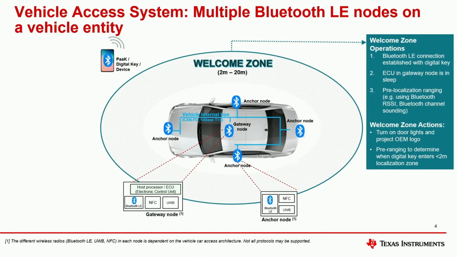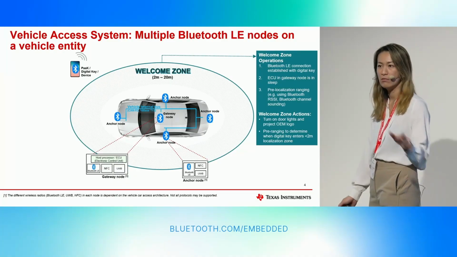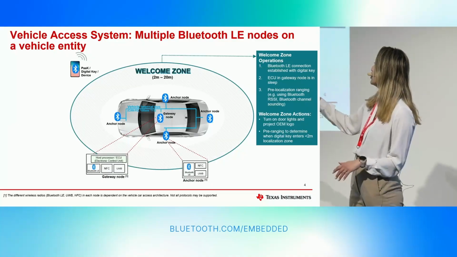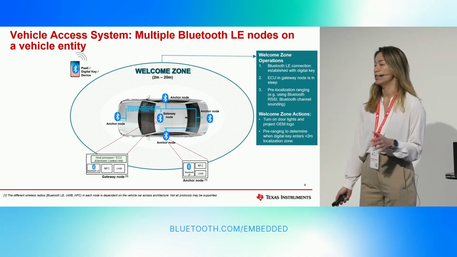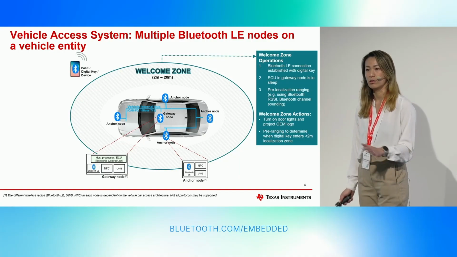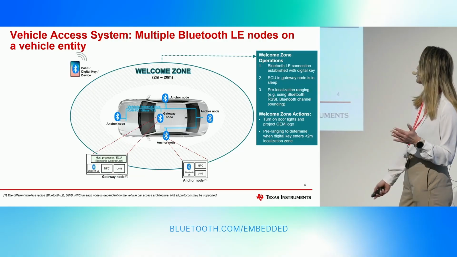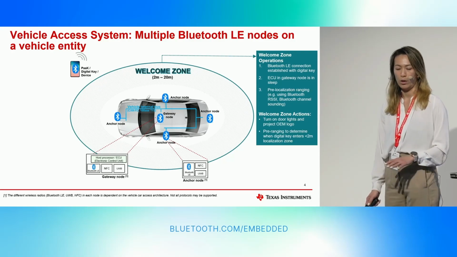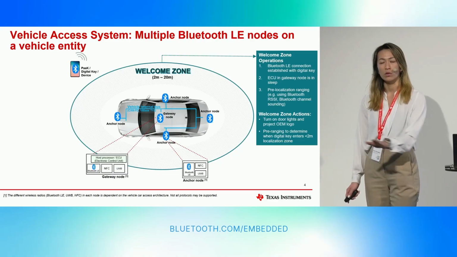A typical use case is when you use a digital key, phone as a key solution, and you go into the range between 2 to 20 meters, or 3 to 20 meters, it doesn't really matter, it's user defined. The phone will establish the connection, doesn't matter which node, as long as it sees it, it will connect. The ECU will be in sleep mode at this stage, and then pre-localization happens. For pre-localization, you could use an RSSI solution or a channel sounding solution. Pre-localization tells you if you're in the welcome zone, and the usual action is to turn on the door lights, handle lights, or headlights, or project the OEM logos on the ground.